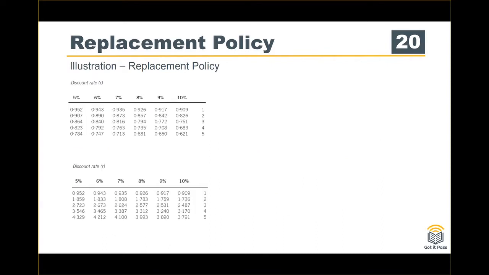And here I show you two tables. The first is the net present value table, and the other is the annuity table.